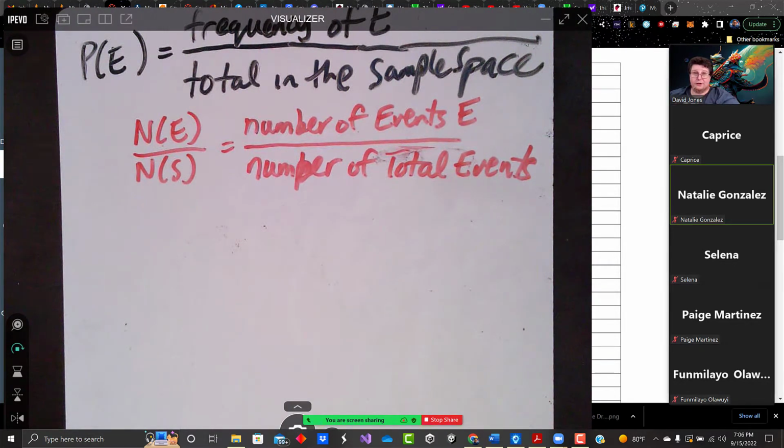So rather than giving a percentage, it's just how often you flipped heads. So I had 249,985 for my coin flips. That would be the N of E here.